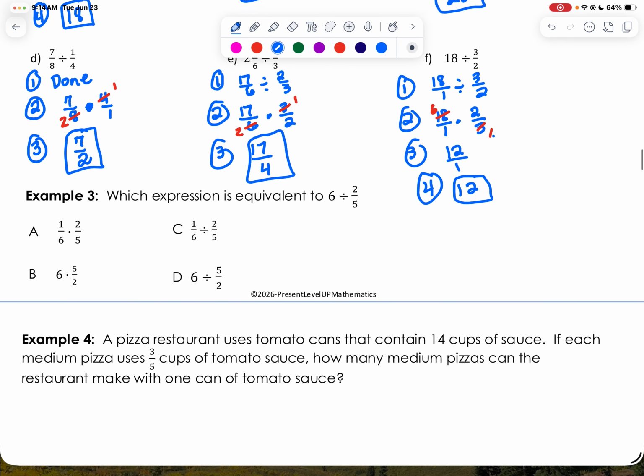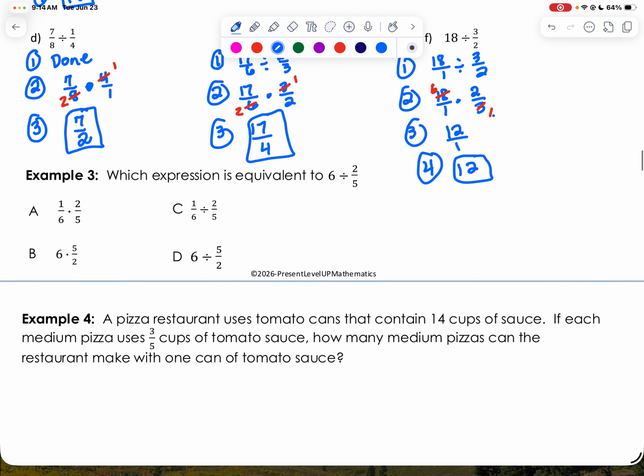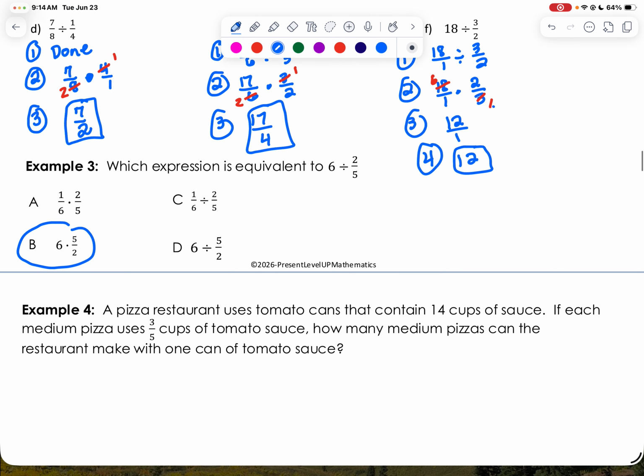All right, example 3. Which expression is equivalent to 6 divided by 2/5? Pause the video and select the correct answer, and then come back and check your answer when you're done. All right, welcome back. Hopefully you put that 6 divided by 2/5 is the same thing as 6 times 5/2, multiplying by the reciprocal.